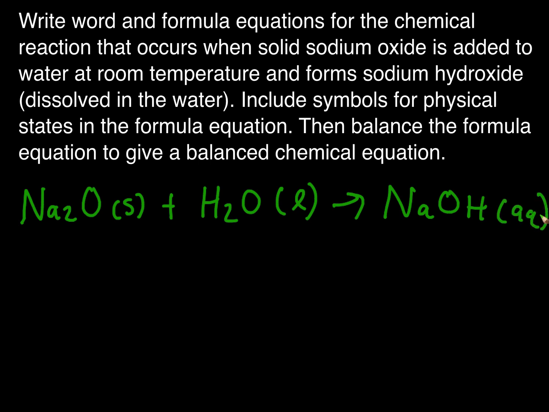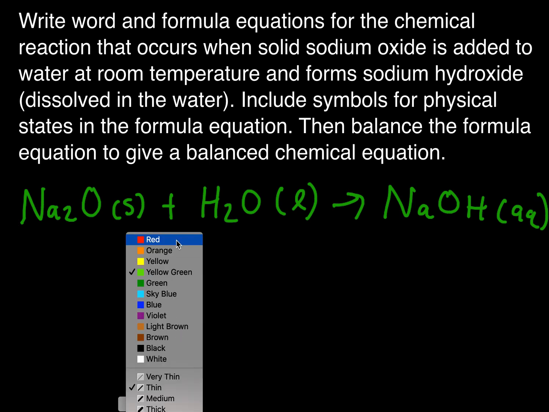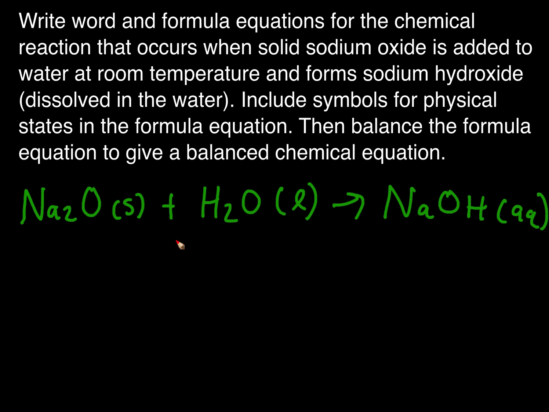It's aqueous. So include symbols for physical states in the formula equation, which we have done already. Then balance the formula equation to give a balanced chemical equation. So let's do that. Remember, whatever's on the left side of the arrow needs to be on the right. I notice a polyatomic ion is not on the left side of the arrow or the right. And when I say that, they have to be the same polyatomic ion.